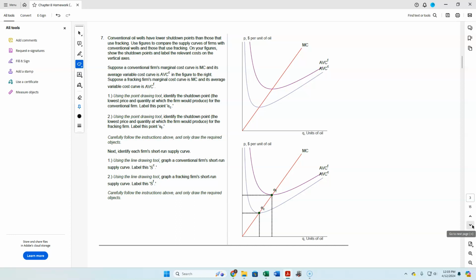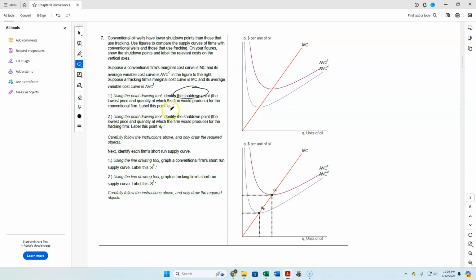So here, I can't draw it for you in real time, so you'd be doing this on the system here. But the idea is we need to find the shutdown point. The shutdown point is going to be where I'm not making up my costs.